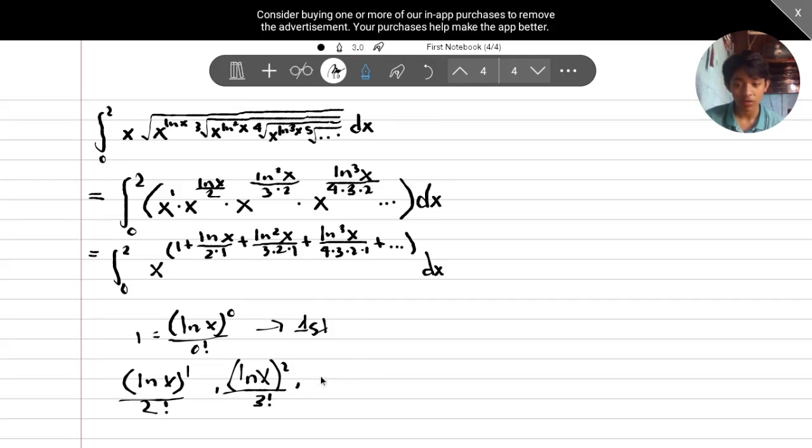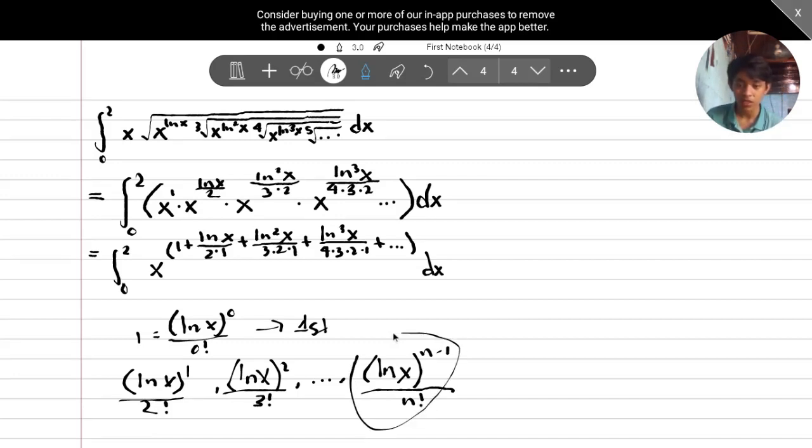So can you now see the pattern? Can you see the pattern that's taking place? If you do, then you would agree with me that the pattern here is indeed ln x raised to n minus 1 all over n factorial. So why is this true?